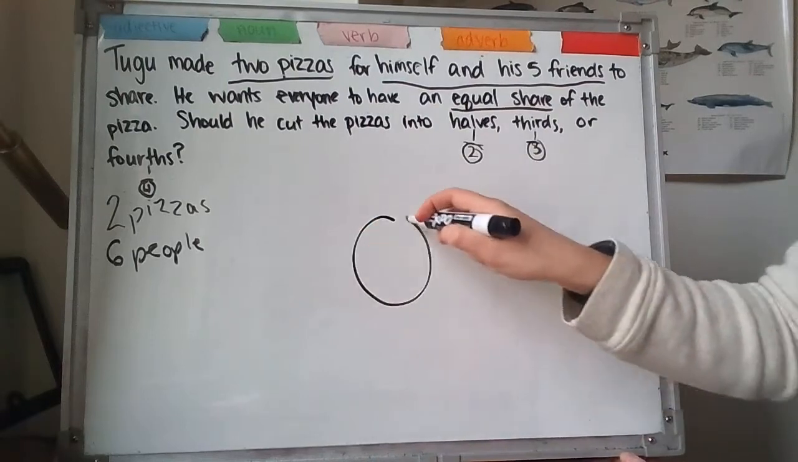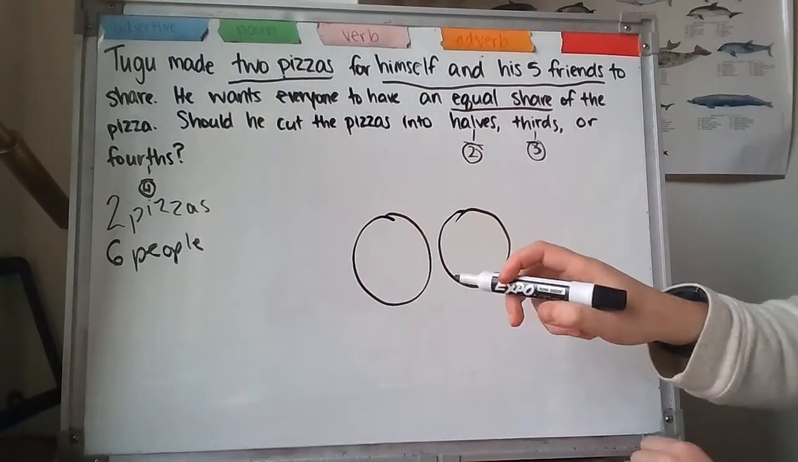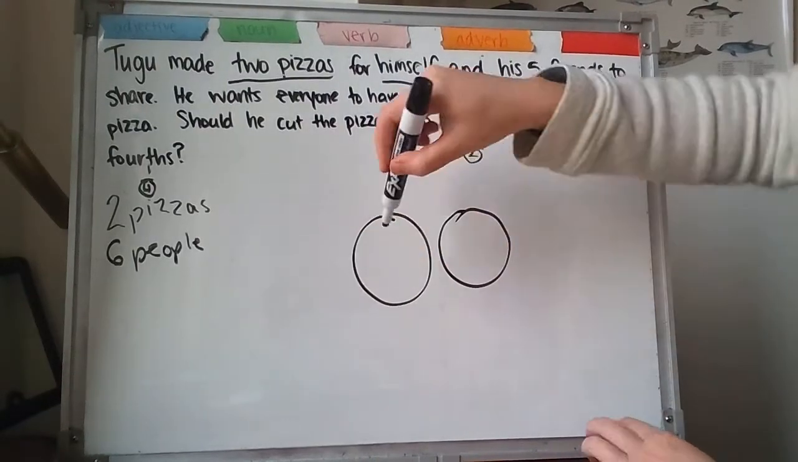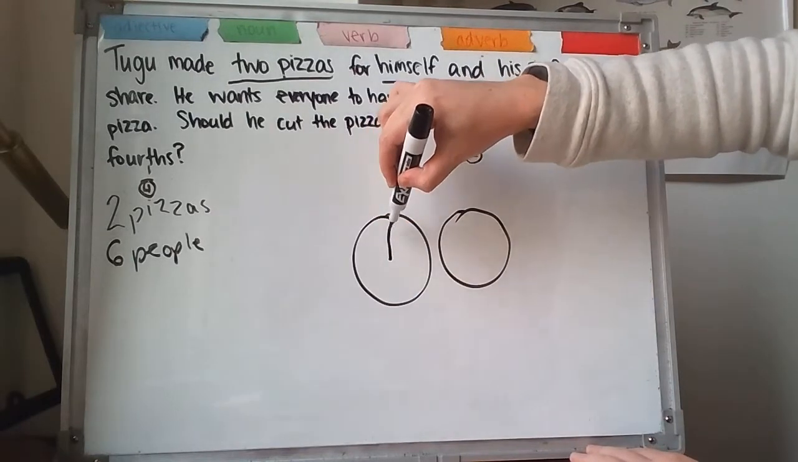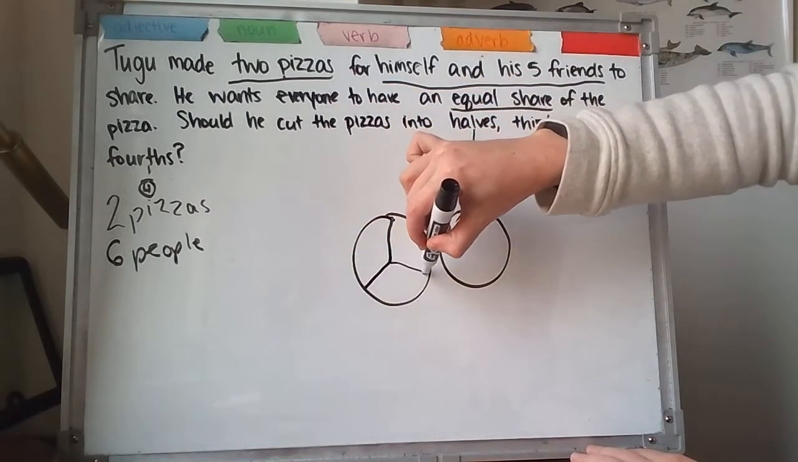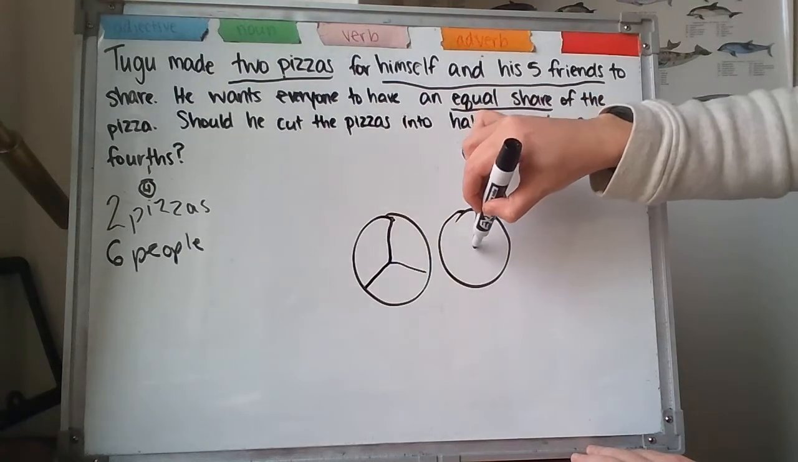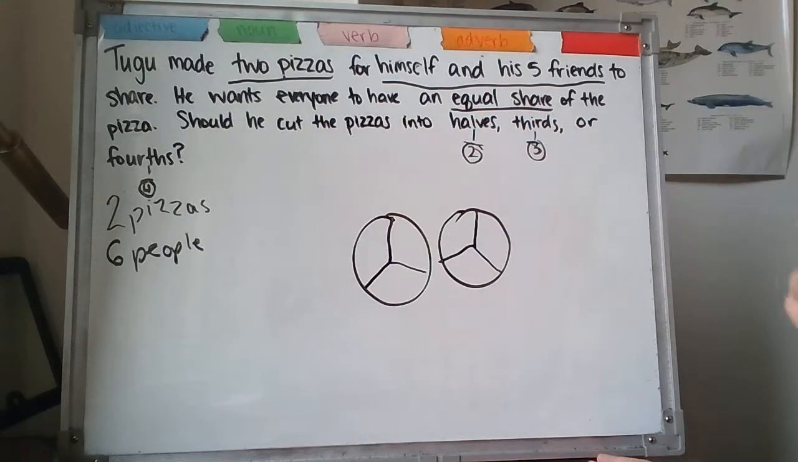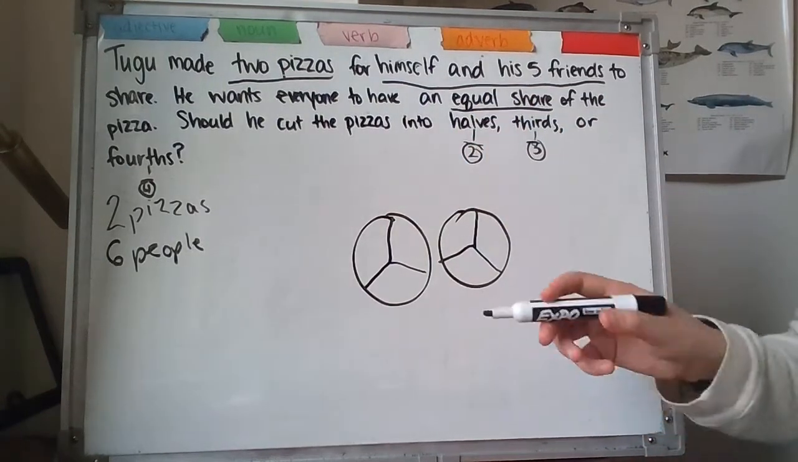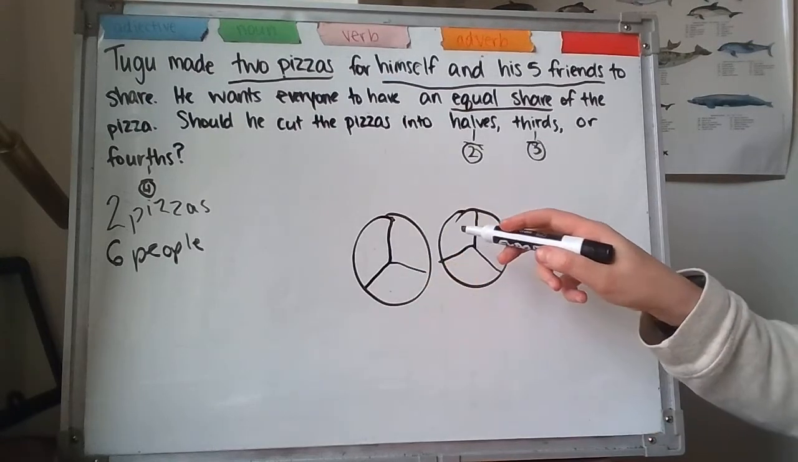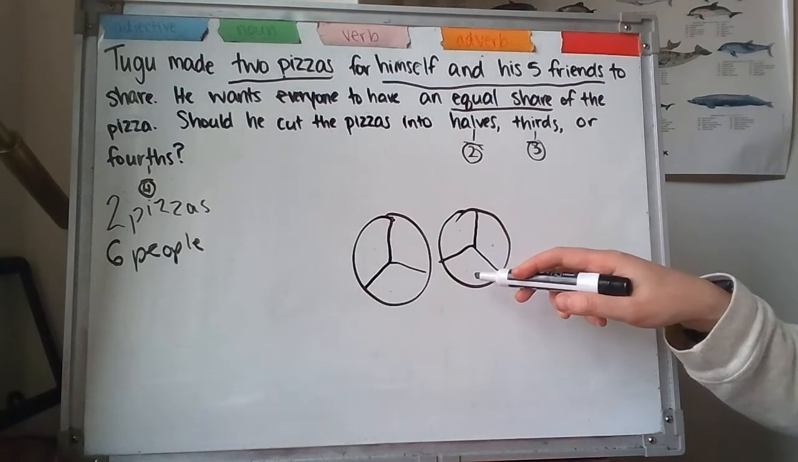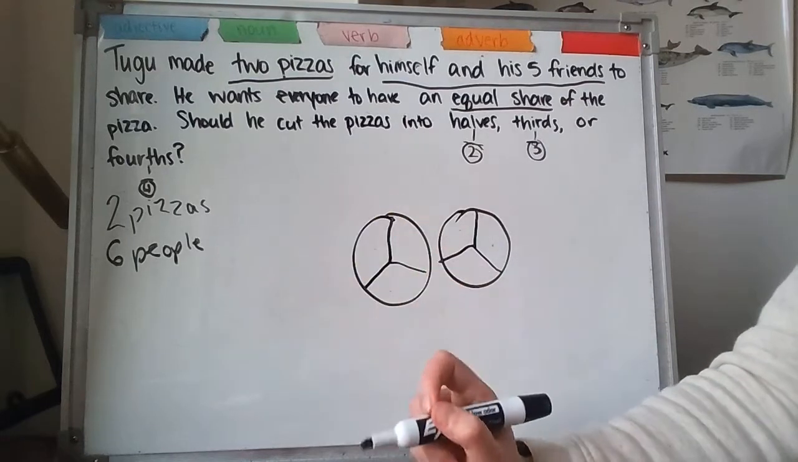I'm going to draw my 2 pizzas again. Pizza, pizza. Now I need to draw it into 3 equal pieces each. So 1, 2, 3, and 1, 2, 3. Almost equal. You get the point. Let's see. 1, 2, 3, 4, 5, 6. 6 pieces and 6 people.